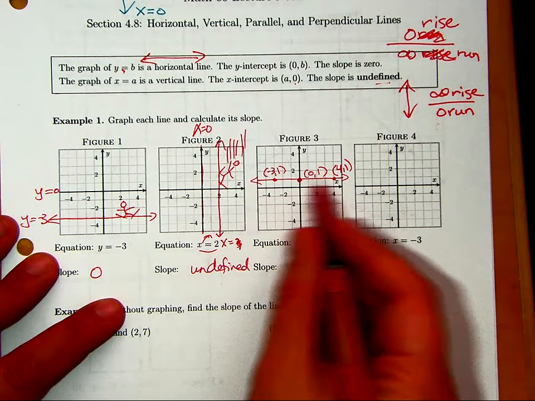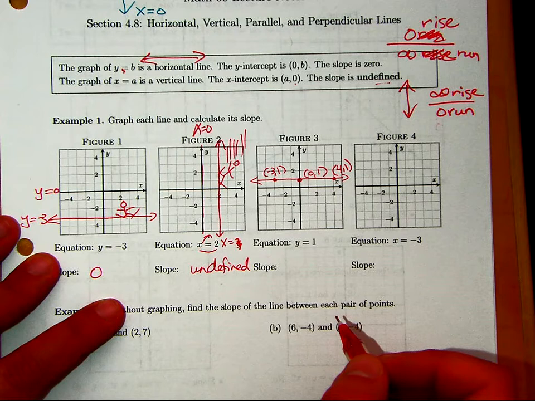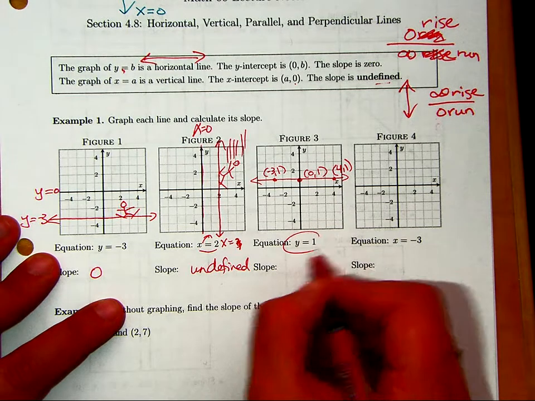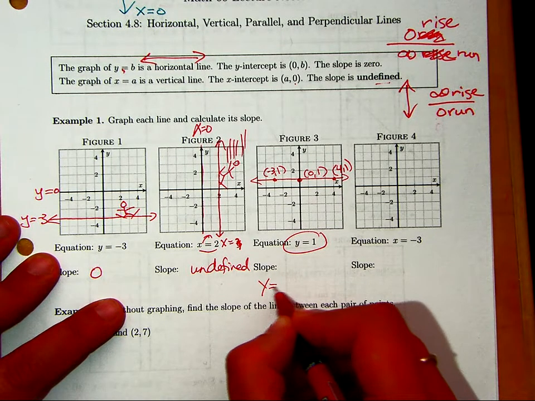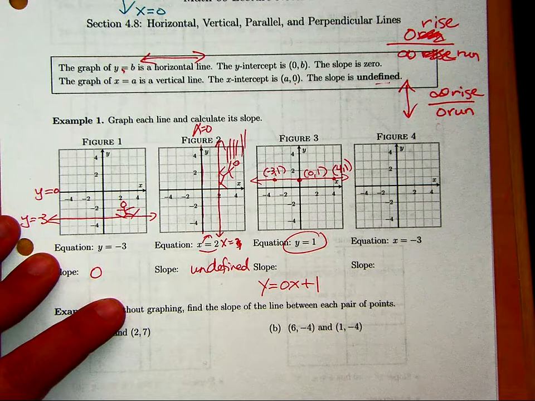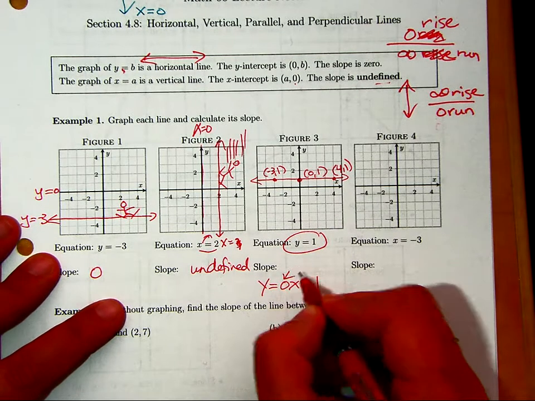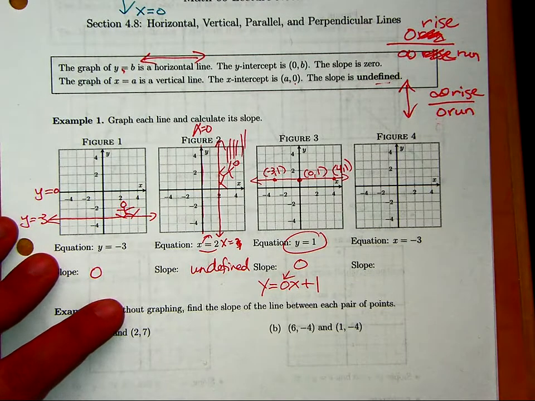What's the slope of this? 0. Because another way to write y equals 1 is y equals 0x plus 1, right? That's y equals mx plus b. So the slope right here is 0. 0 times x is 0.